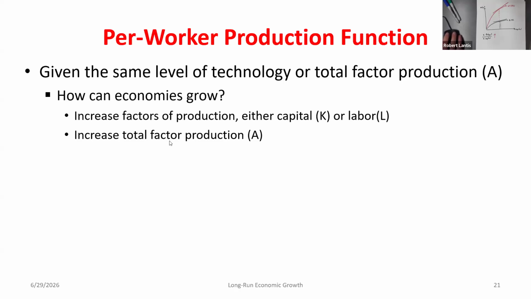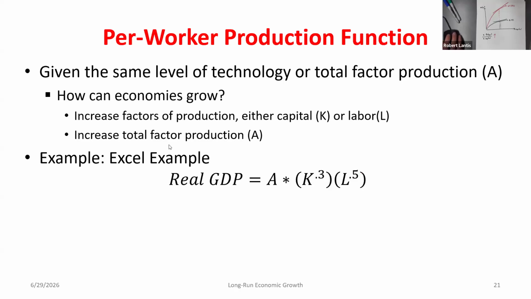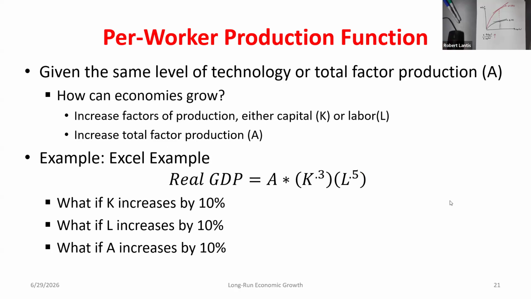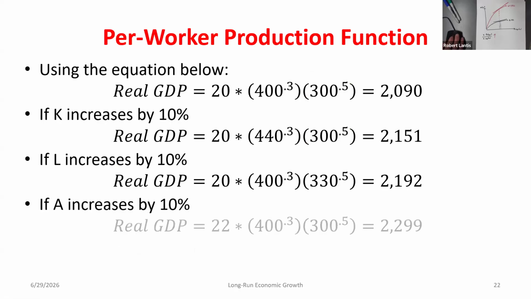We've already highlighted what we can also see. If we have increases in total factor productivity, we know that economies are going to grow from the previous slide. So I've got an Excel example, and I want to highlight which of these changes are more effective: total factor productivity, increases in capital, or increases in labor. We're going to use the same production function as before, K to the power of 0.3, L to the power of 0.5. I've got what all of these would do on the following slide, but let's go through and think about why that's the case.